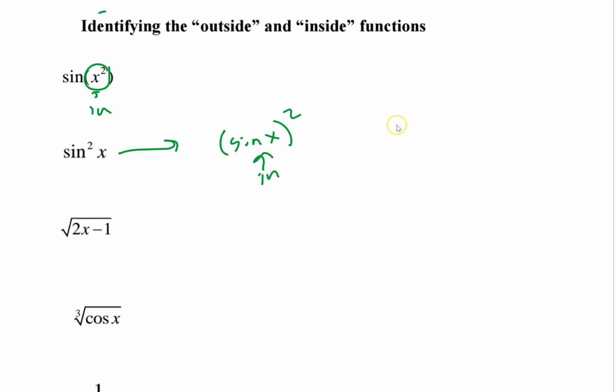The outside would be x squared. A lot of times people write, oh, x squared is outside. I just think about it, it's something to the power of x. Outside is x squared. The square is the outside.